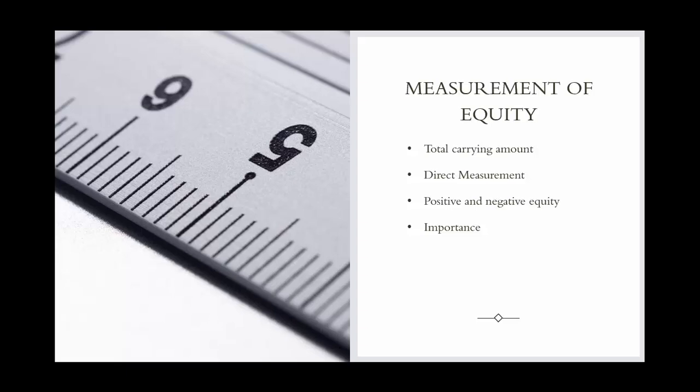Direct measurement of equity. While some individual classes of equity, such as ordinary shares, preferred shares, and components of equity, such as retained earnings, share premium, can be directly measured and reported separately, at least one class and component of equity must be measured as a residual amount.